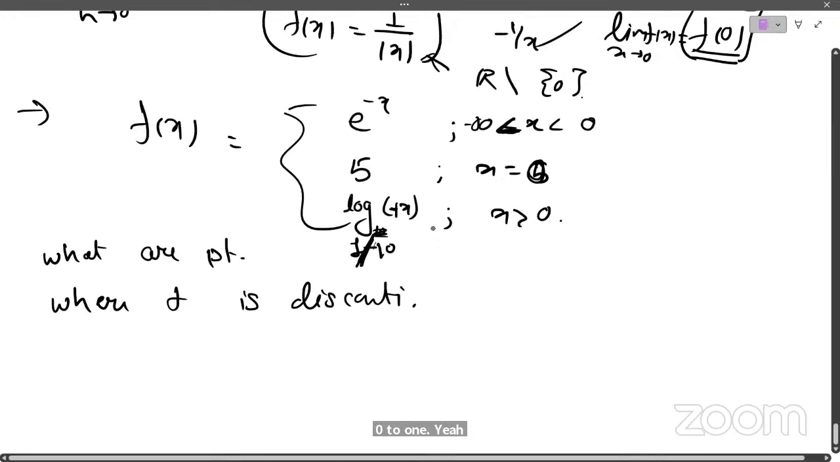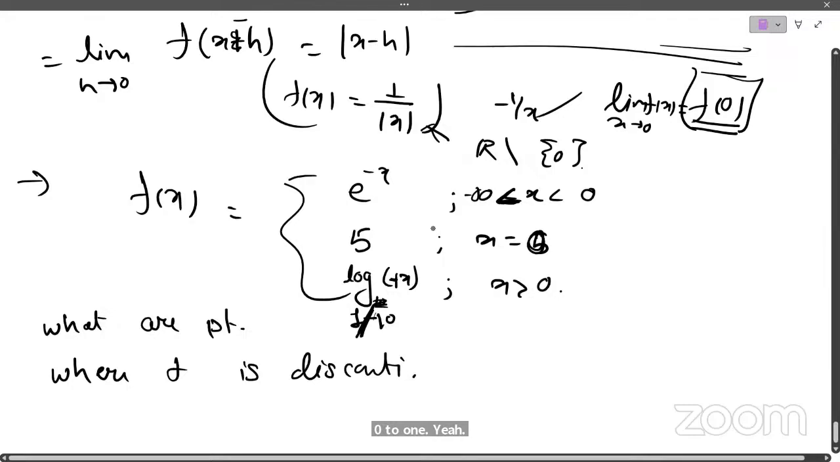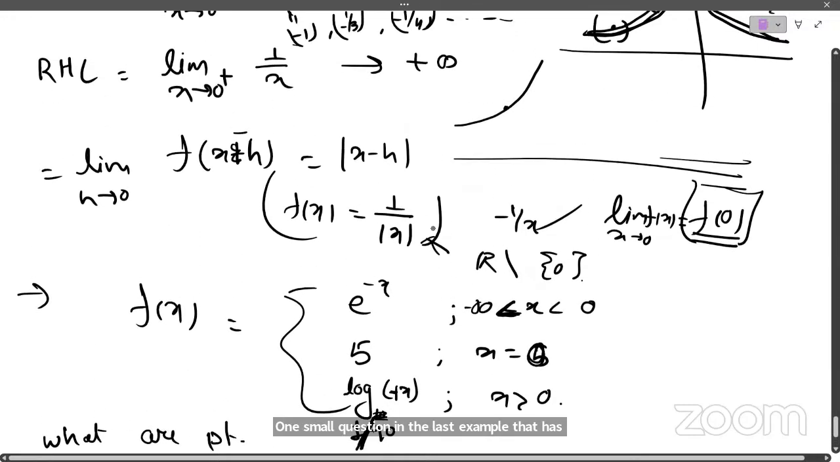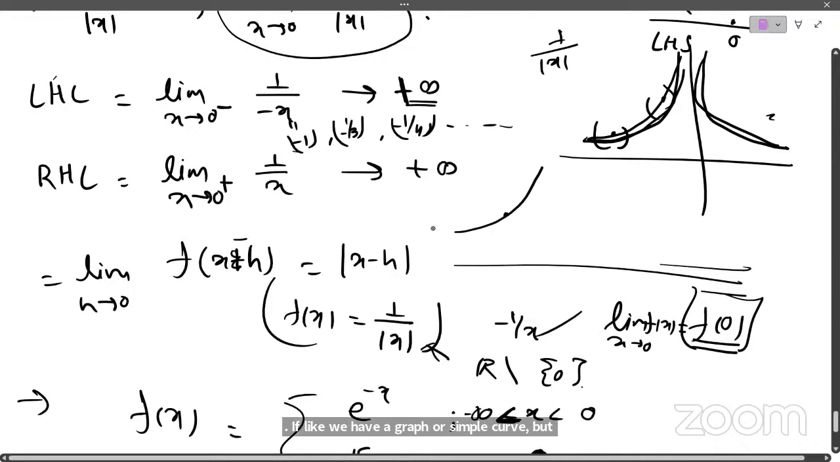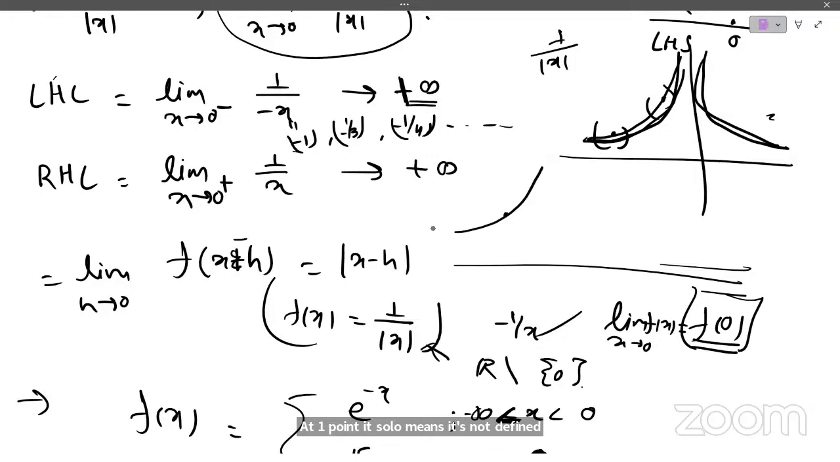Ma'am, one small question in the last example, that is 1 by mod x. If we have a graph, a simple curve, but at one point it's hollow, means it's not defined at a particular point. Yeah, it is not even defined at that point. It is defined everywhere in the neighborhood of that point, but you are not able to find the value of f of 0. So that's why we cannot talk about continuity of the function at 0.